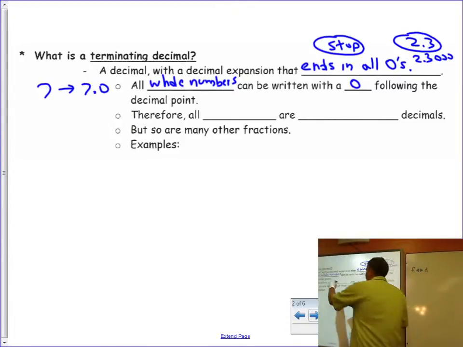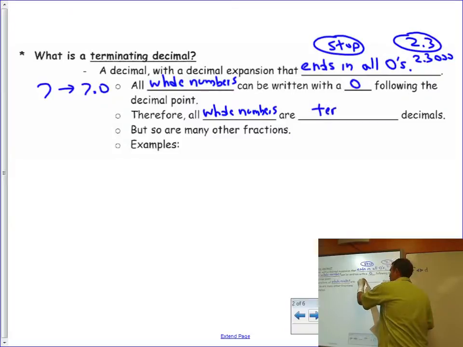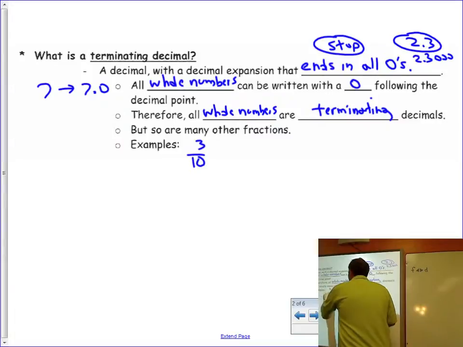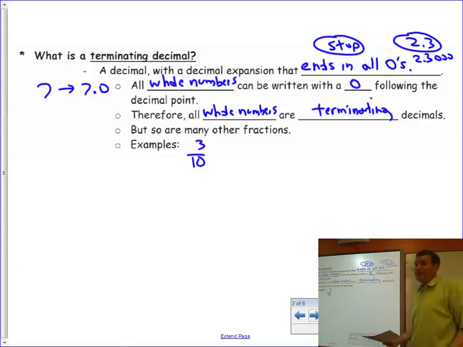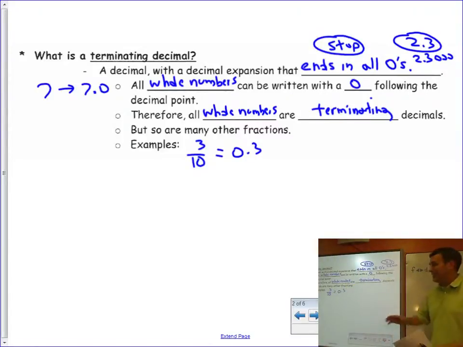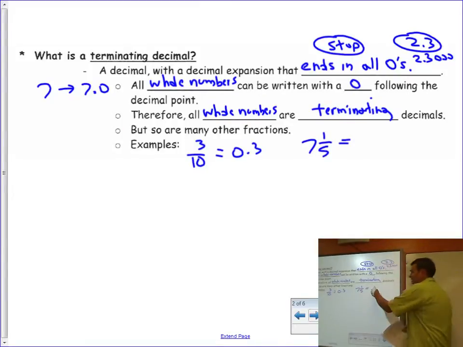In fact, all whole numbers are terminating decimals. But so are lots of fractions. And let me just give you a couple examples. The fraction 3/10, that would be a terminating decimal. That is equivalent to 0.3, and then it stops, right? Or a mixed number like 7 and 1/5. That is a terminating decimal. That would be 7.2.